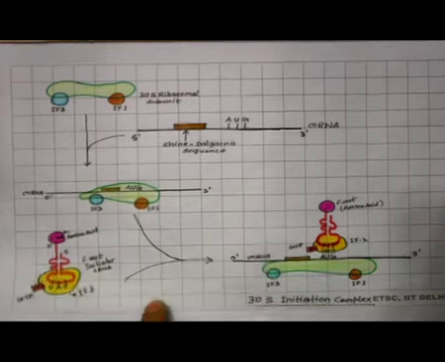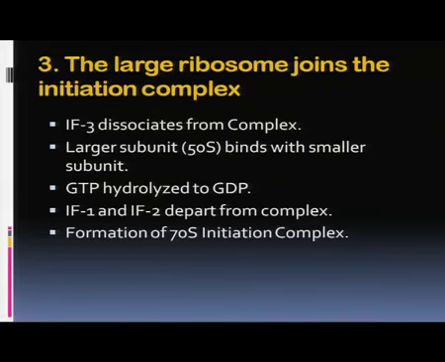After the formation of the 30S initiation complex, the larger subunit of the ribosome joins the 30S initiation complex, and this involves IF3 dissociating from the complex, because initiation factor 3 prevents the association of the 30S and 50S subunits of the ribosome.